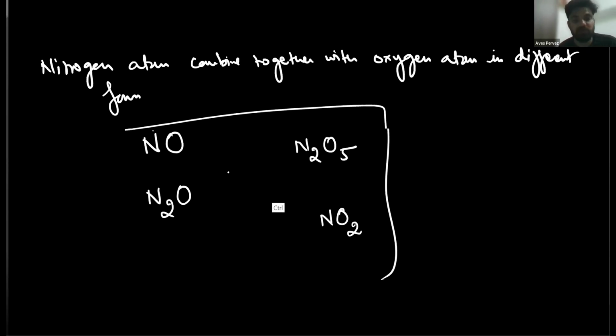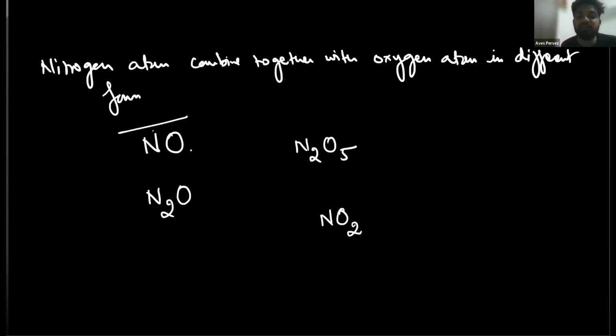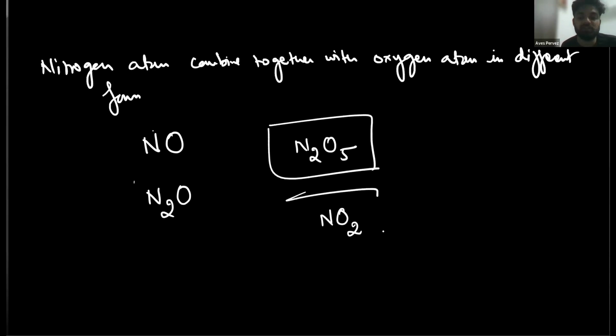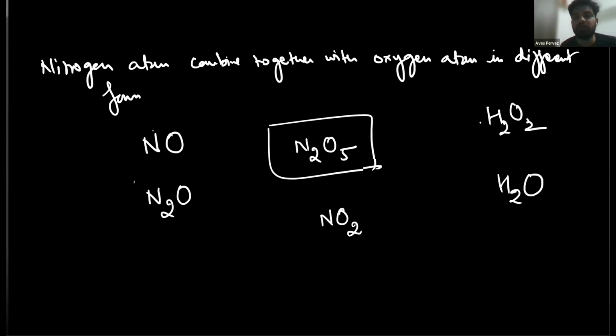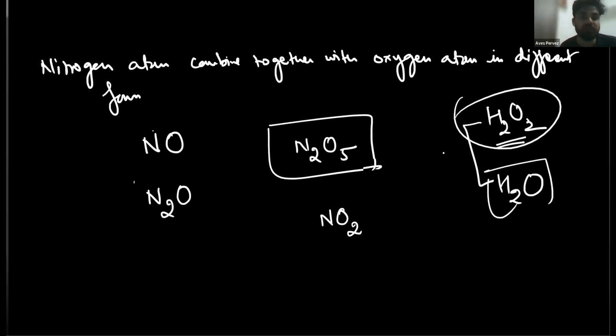So these are gases, but they are going to have different physical and chemical properties. What I'm saying is that this one is different from this. They are not going to have similar properties. For example, H2O2 and H2O are going to have different physical and chemical properties. You can drink H2O, but you can't drink H2O2. This is poisonous. Got it?